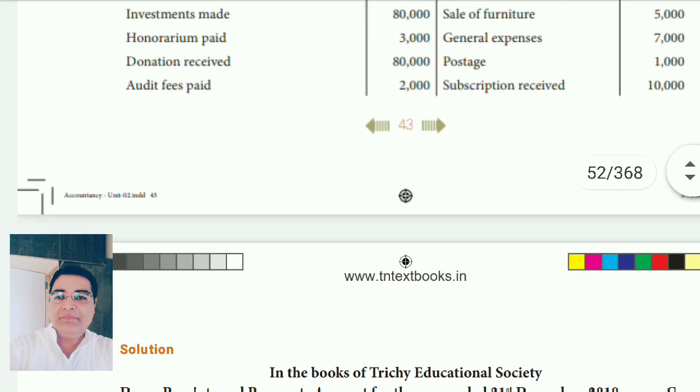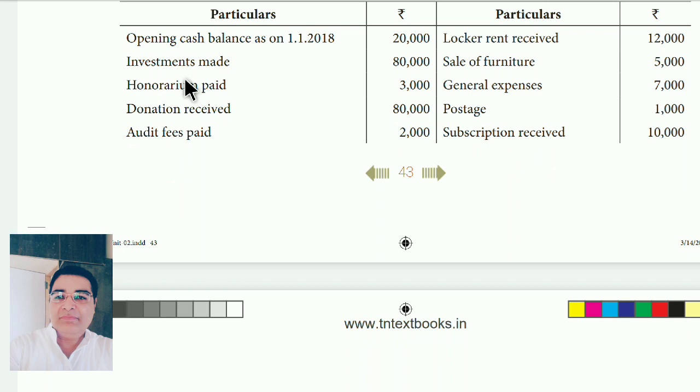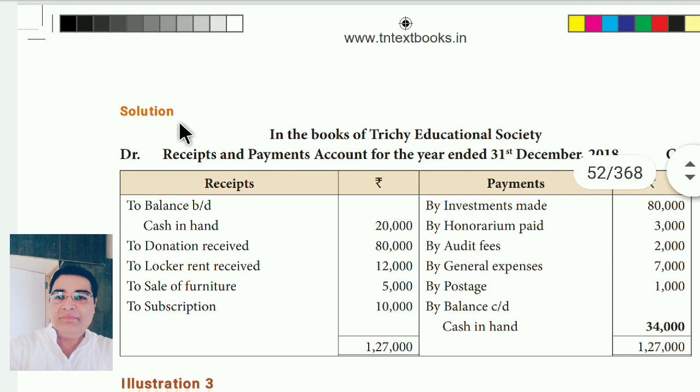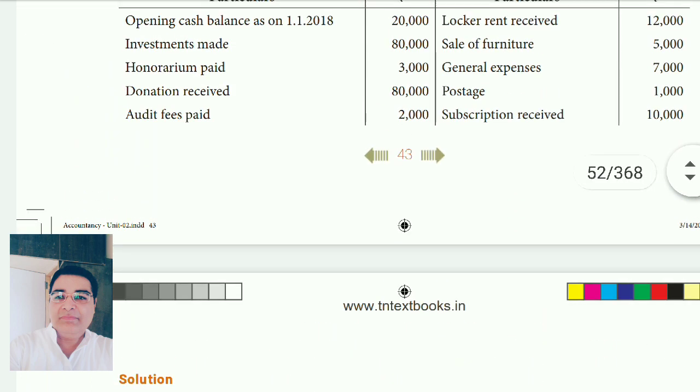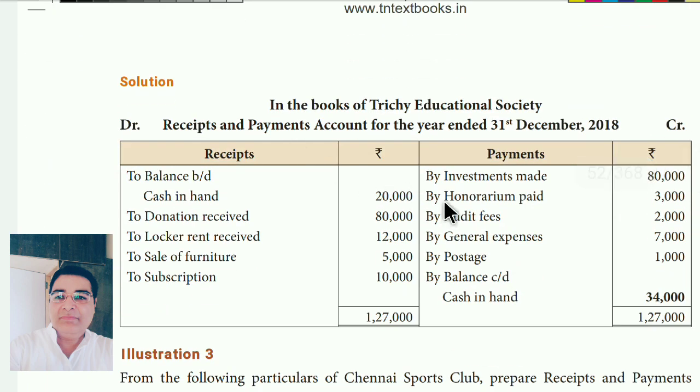See the next item. What is the next one? It is given, investment made. So it is a payment side. So see, By investment made rupees 80,000. What is the next item? Honorarium paid. Paid itself means payment. So on the payment side, By honorarium paid rupees 3,000. So it is expenses.